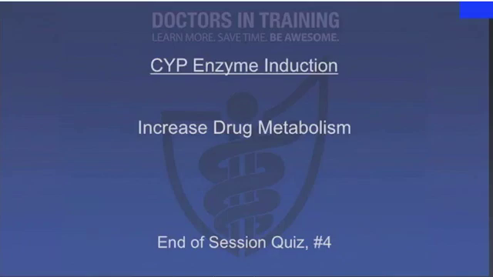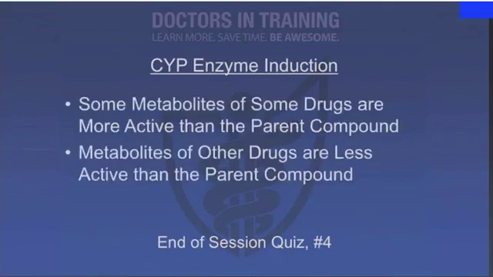Explain how CYP enzyme induction can increase the activity of some drugs and decrease the activity of others. Induction of the cytochrome P450 will increase drug metabolism, but some metabolites of some drugs are more active than the parent compound, while metabolites of other drugs are less active than the parent compound.